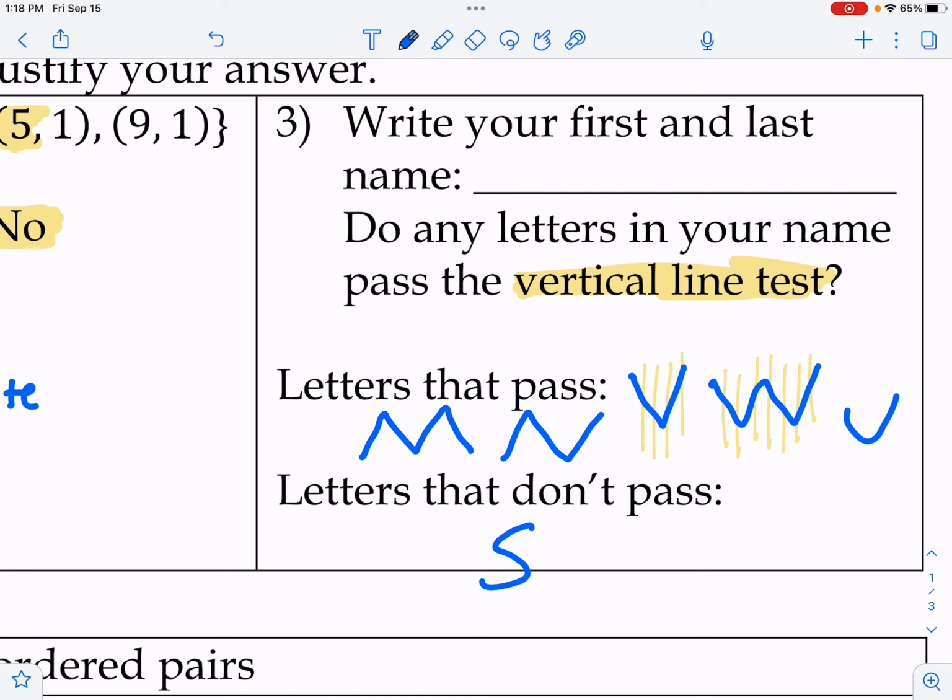But letters that don't pass are like S, O, T. If I were to do a vertical line, I hit the graph 3 times. That's not good. For the O, I hit the graph 2 times. And then any letter that has a vertical line definitely fails. So all 3 of those would fail.